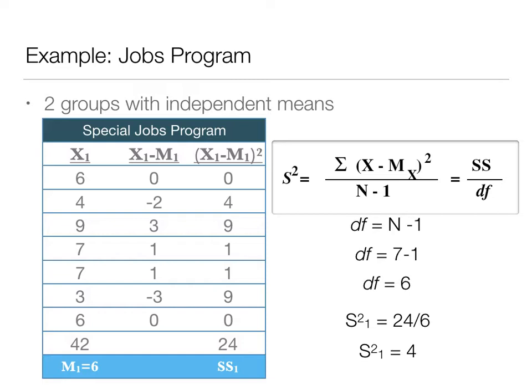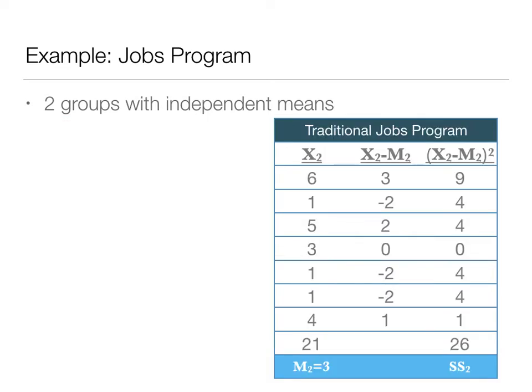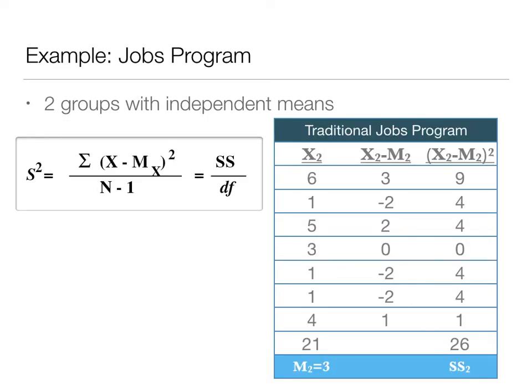We're going to do the same thing for the traditional jobs program now, okay? So for the traditional jobs program, again, sums of squared divided by degrees of freedom. We have 7 people in this group, so we get degrees of freedom 6. We know our sums of squared for the traditional jobs program is 26. 26 divided by 6 gives us 4.33. That is our estimated variance for the traditional jobs program.